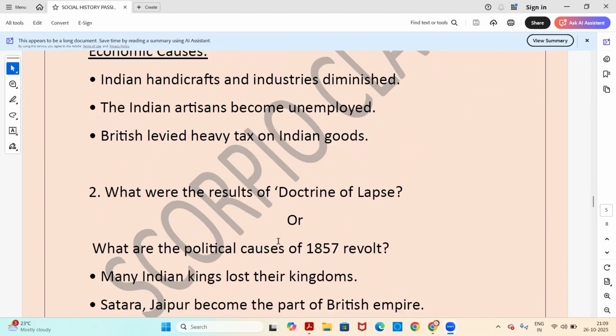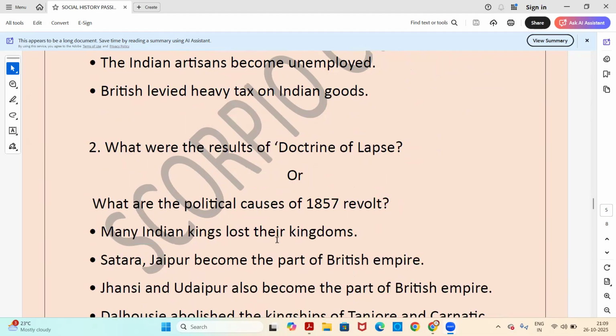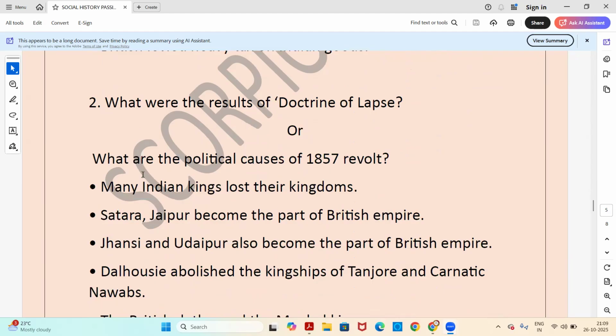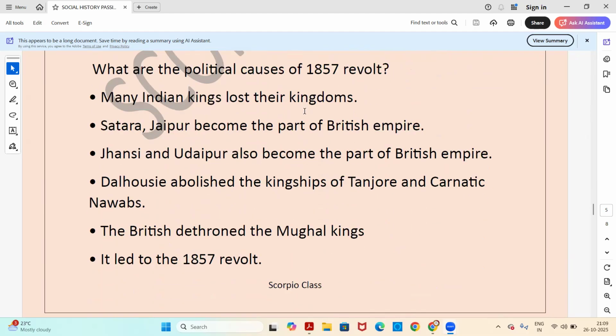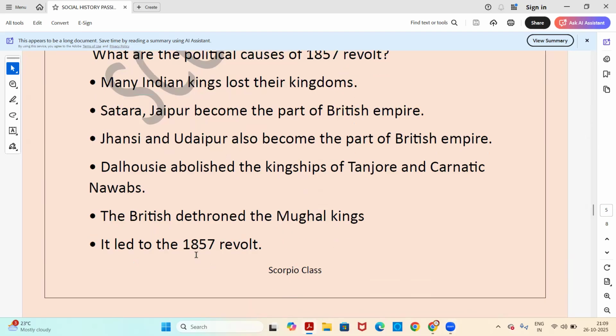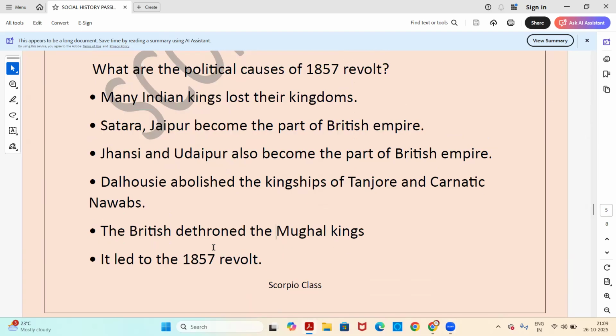Next, second question. What were the results of doctrine of lapse? Or what are the political causes of the 1857 revolt? So for both the questions, the answer is the same. Many Indian kings lost their kingdoms. Satara, Jaipur became the part of British Empire. Jhansi and Udaipur also became the part of British Empire. Dalhousie abolished the kingship of Tanjore and Carnatic Nawabs. The British dethroned the Mughal kings. It led to the 1857 revolt.